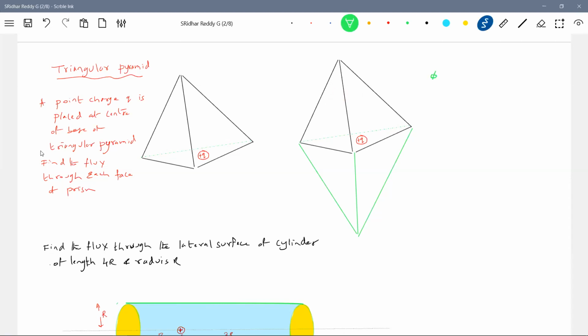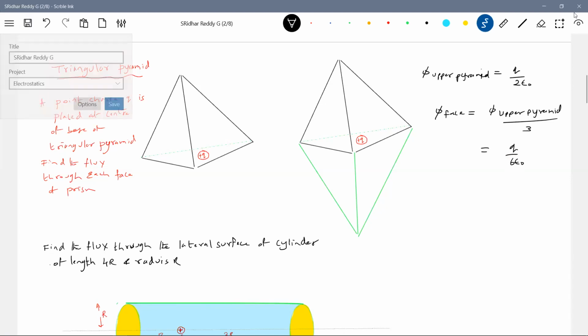So first we'll write the flux linking the upper pyramid: Q by 2 epsilon naught. Flux linking each face should be equal to the flux linking the upper pyramid by 3. Why 3? Three faces it will have. Now why is there no flux through the base? Because the lines of force will be tangential to the base of the pyramid. So this will become Q by 6 epsilon naught.